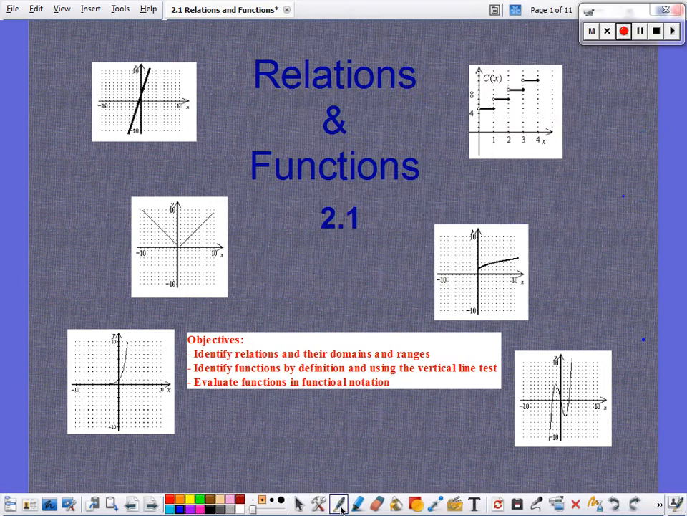Here in section 2.1, we're going to be taking a look at relations and functions. We have three objectives. Number one, identify relations and their domains and ranges. We'll do the same thing with functions as well. Identify functions by definition and by using the vertical line test. And then the last thing is evaluating functions in functional notation.